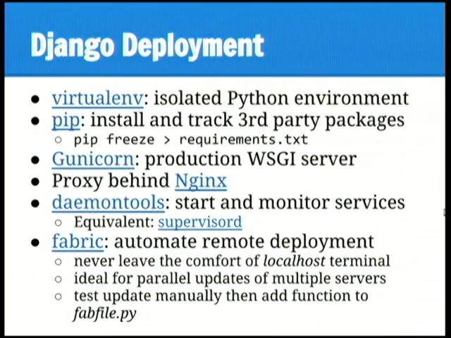Gunicorn, a production WSGI server, which I proxy behind Nginx or Apache to serve the static files. Again, this is all convention, but it works for good reason. Daemon tools start and monitor services. For example, if my server goes down, I want Celery and Django to come back automatically. With Daemon tools, I can do that with a one-line script. The equivalent would be Supervisord. I think it's written in Python, although I find the configuration file more complex than I need, so I'm quite happy with Daemon tools. Are there any other equivalents I'm missing?